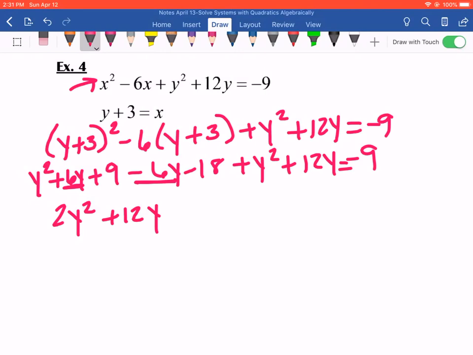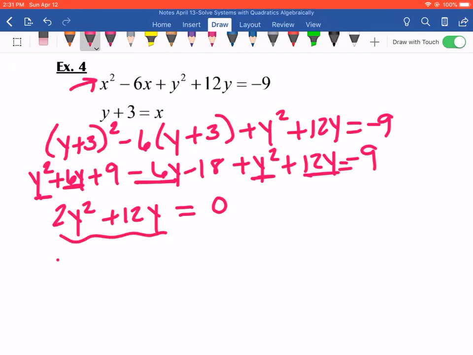All right, so I've dealt with my squares. I've dealt with my linears. Now I want to look at my numbers. So here I have negative 18. Negative 18 plus 9 is negative 9. Negative 9 plus 9 actually goes to 0. So equals 0.